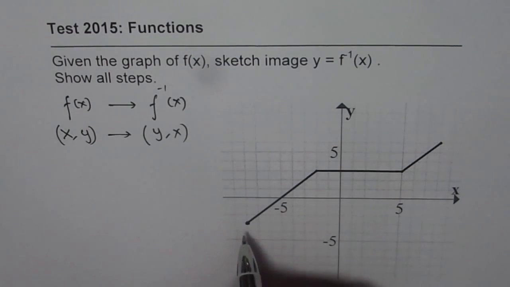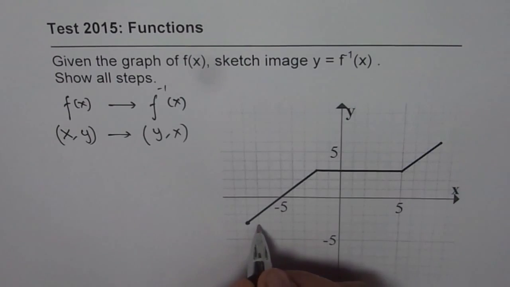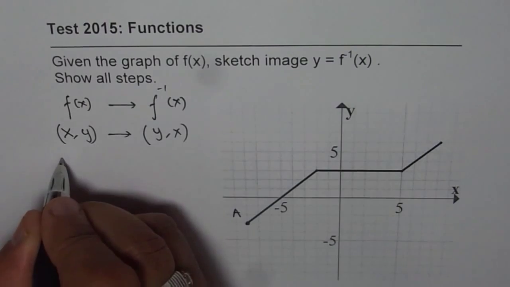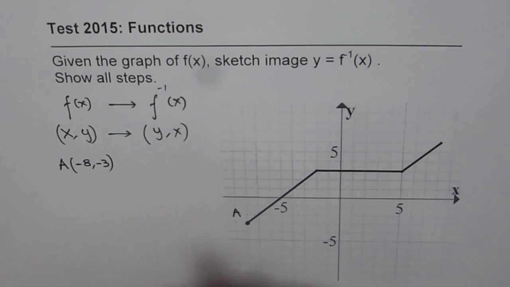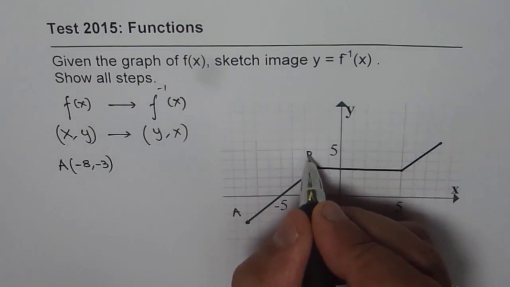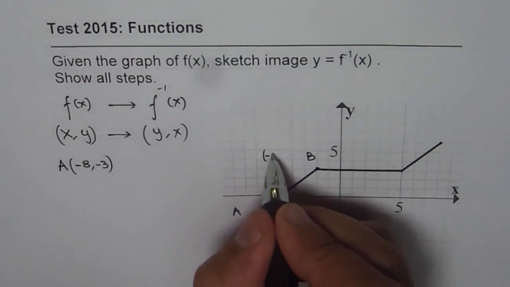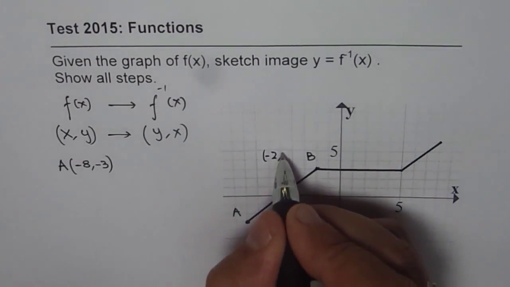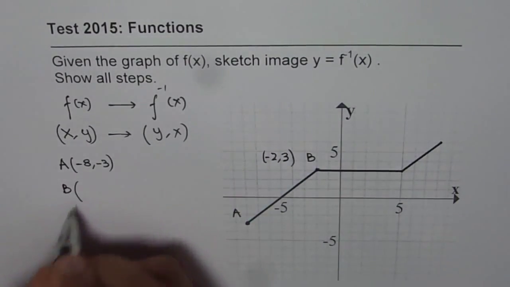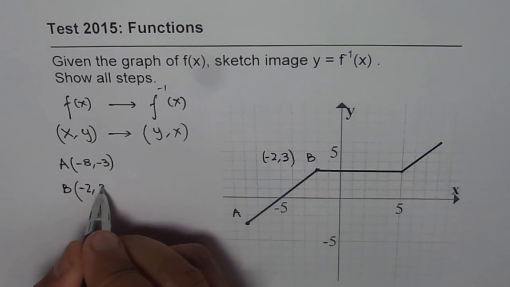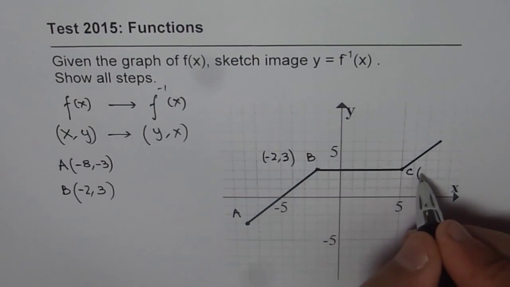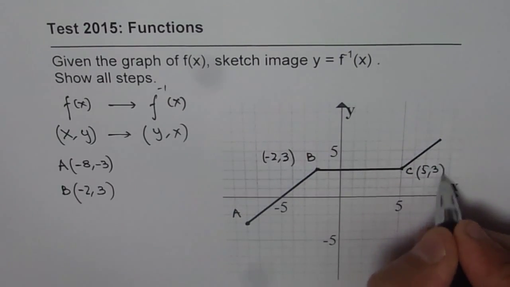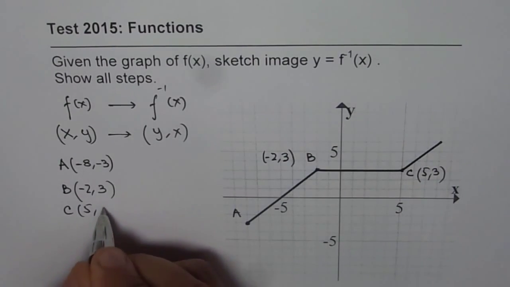So let us take points one by one, starting from here. Let's say this is point A for us. So A is minus 8, minus 3. Point B is minus 2 and 3. Let's say this is point C. It is 5 and 3. C is 5 and 3.